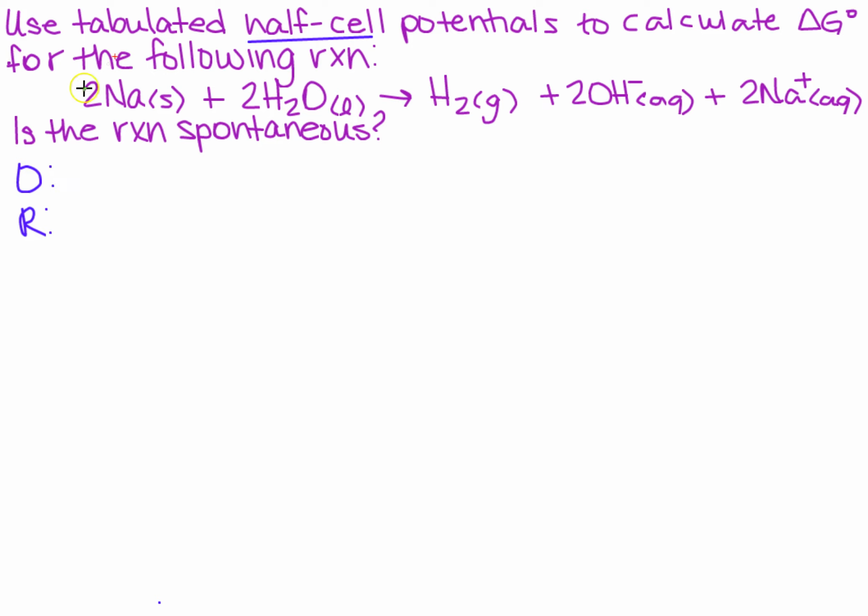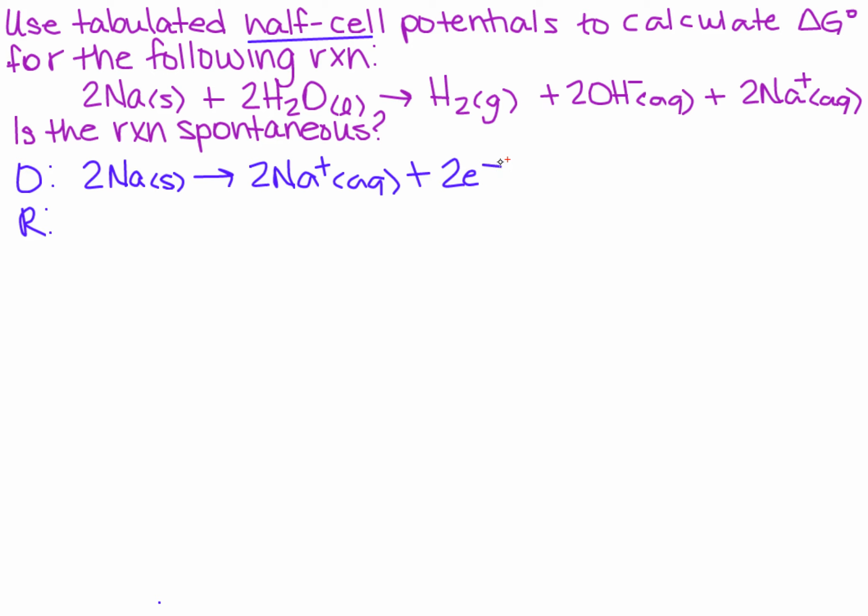Well, I've got the sodium. It goes from 0 to +2. Ding, ding, ding. That would be my oxidation. Remember, you need to add electrons to the more positive side. So in this case, that's going to be the right-hand side. So I'm going to get 2Na+, and then I'm going to add 2 electrons.